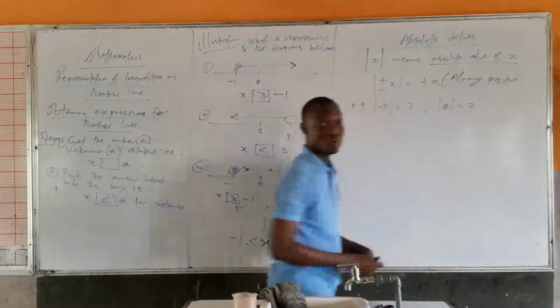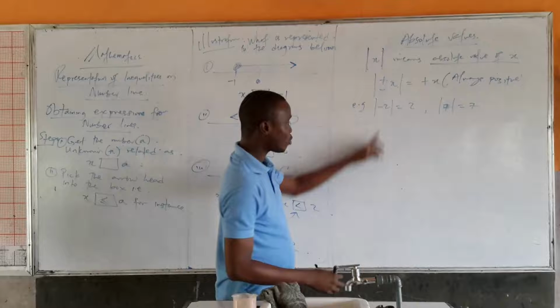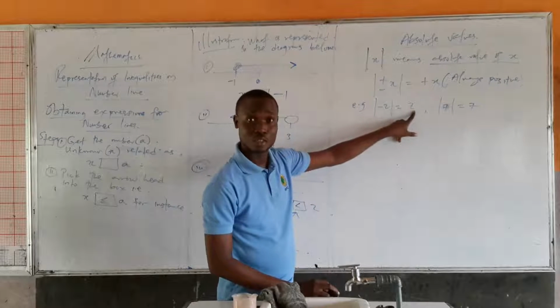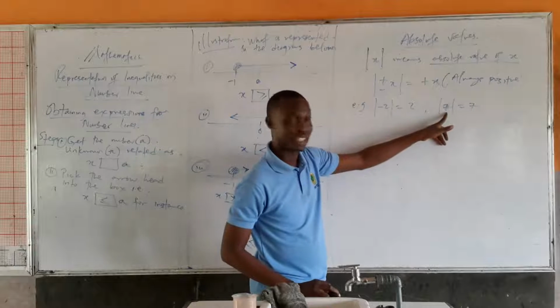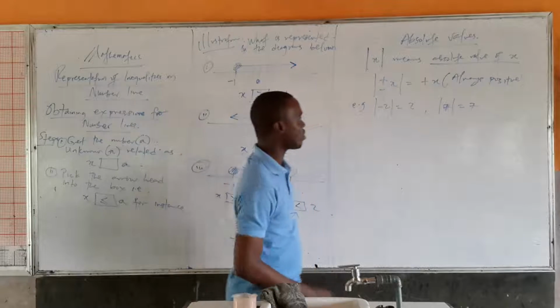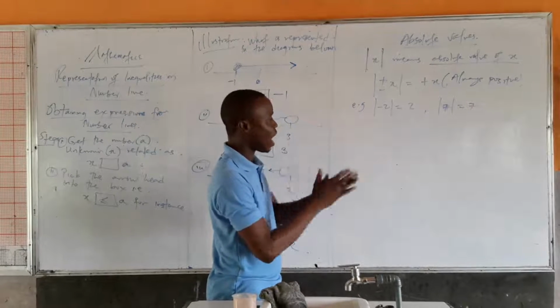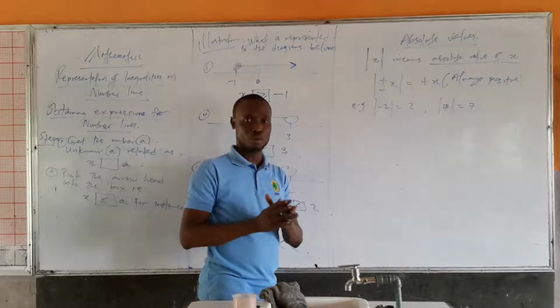Absolute value is always what? Positive. So if I'm taking the absolute value of -2, I always get 2. I told you plus or minus will always give me plus. If I'm taking the absolute value of 7, which is +7, it will also give me 7. So absolute values are always given as positive.